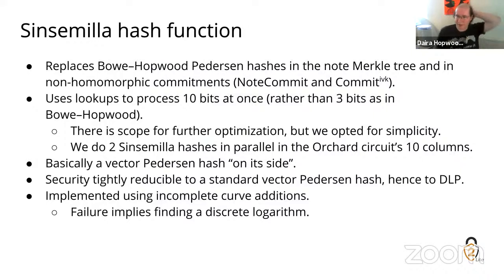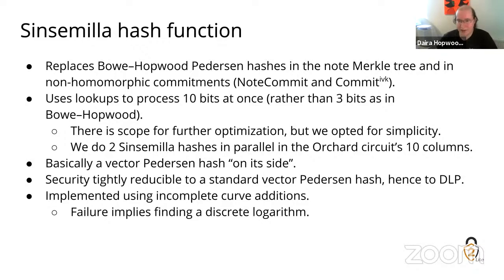So let's talk about Sinsemilla now. For Sapling, we introduced the Bowe-Hopwood Pedersen hashes, and they were a big improvement on what we used at Sprout, where we used SHA-256 for the Merkle tree. That by itself, I think, improved the performance of Sapling by about 10 times.